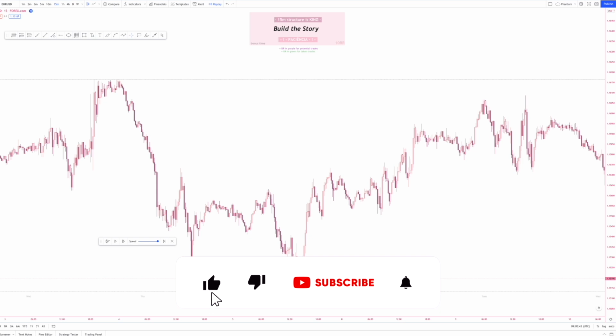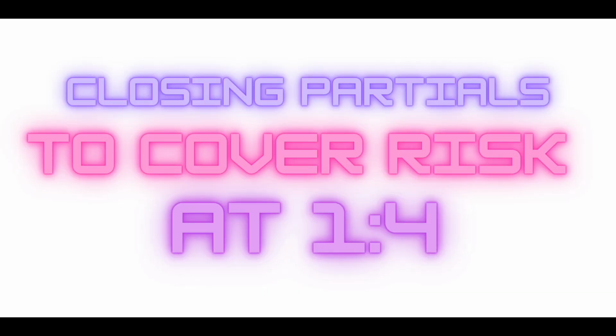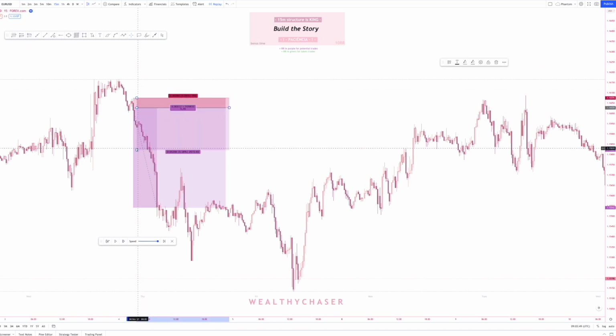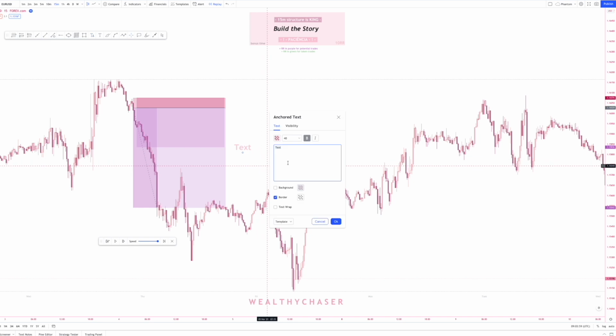So the first one that I'm going to tell you is my own exit plan that I'm doing at the moment, which is closing partials at 1 to 4R. I open my trade, I place my stop loss, and I place my take profit. And I want to make sure when the trade drives until 4R, it will automatically close 25% of the position. What will this do?